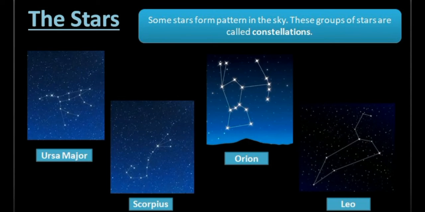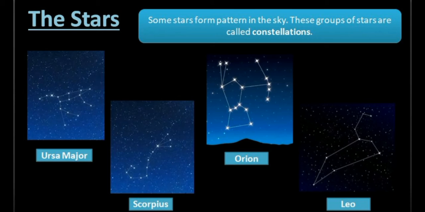Now let's learn about the stars. The stars are huge heavenly bodies that have a light of their own. The stars are filled with hot gases. And for thousands of years we have been watching the stars, and we have also seen some stars form patterns in the sky. These groups of stars are called constellations, and there are about 88 different constellations. Some of the constellations you can see now.